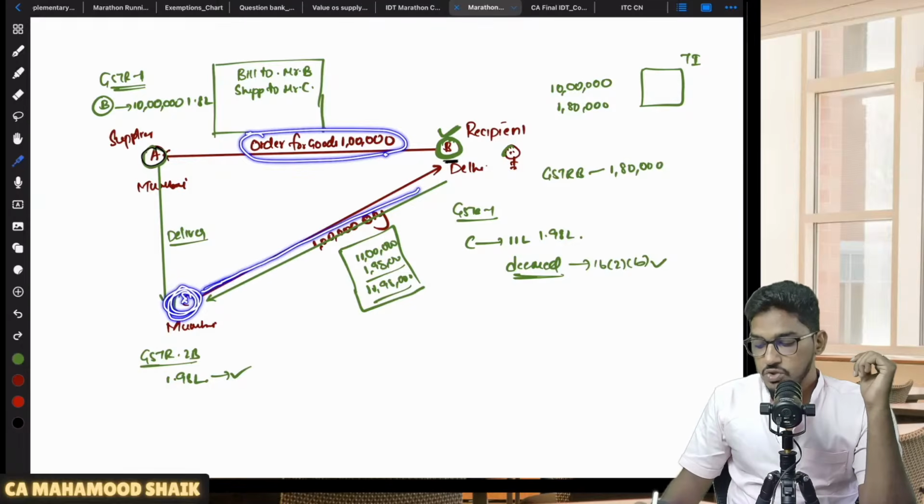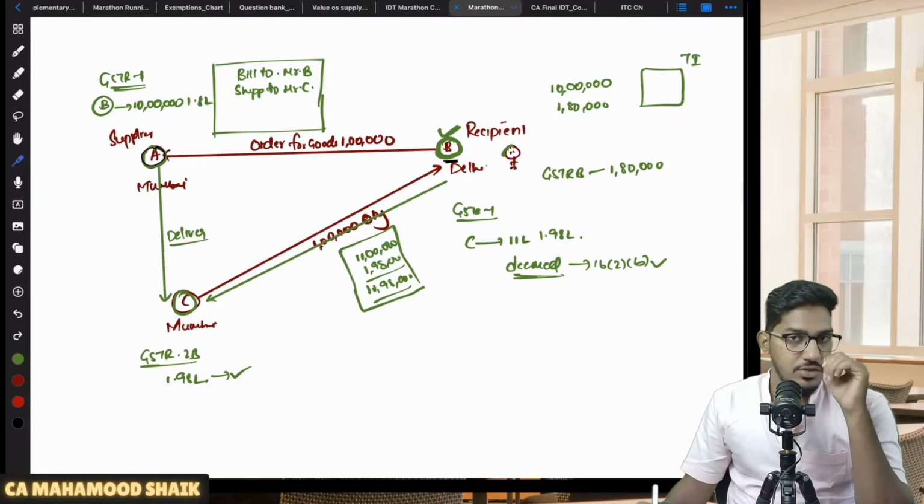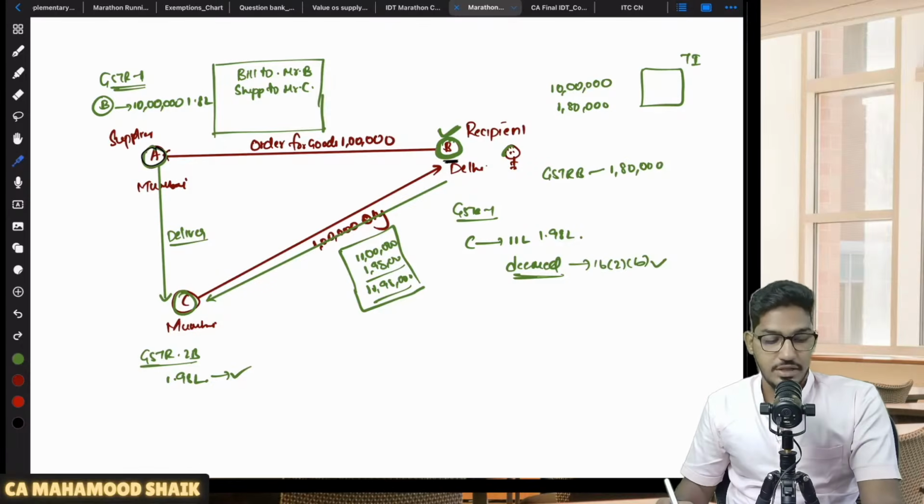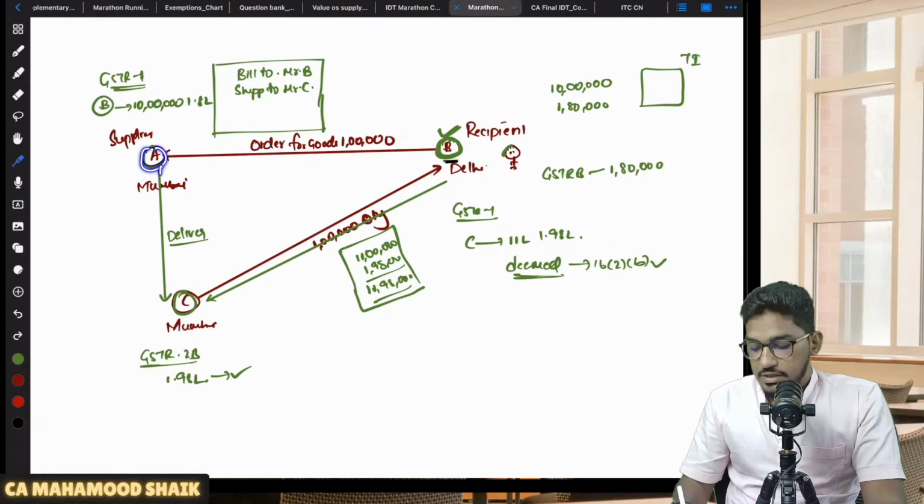B placed an order with A. In the meantime, C placed the order with B for the same goods of the same quantity. Now what Mr. B has told Mr. A is, "Sir, you do one thing. I have ordered 1 lakh goods. Don't send it to me. You please ship the goods to Mr. C, who is there in Mumbai." So now A will ship the goods to C, but he will give the bill to Mr. B.